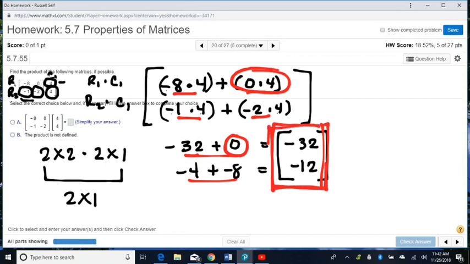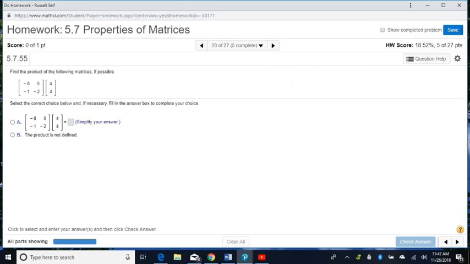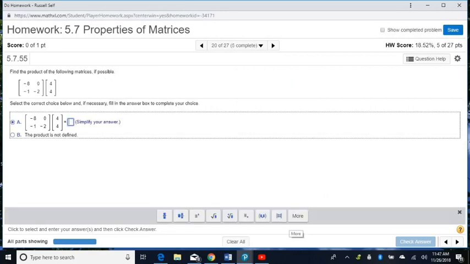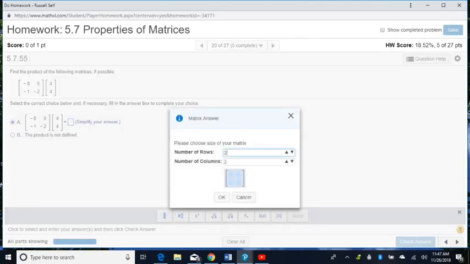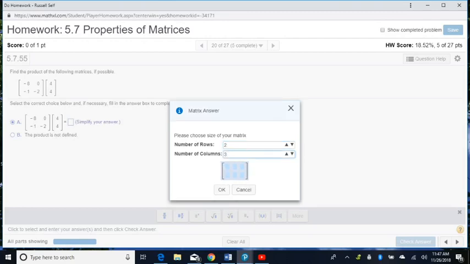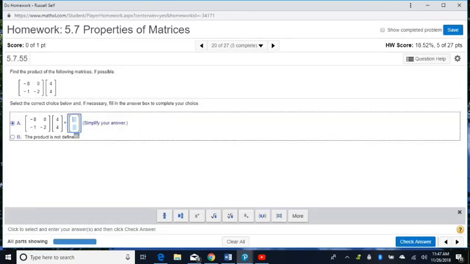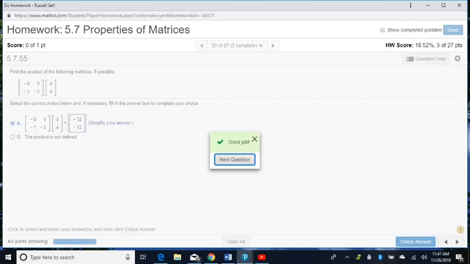Alright, so let's type that in just to make sure that I didn't make any errors, because it's quite possible. So we've got our matrix. So now you can choose the size of your matrix. Remember, we're going to get a 2 by 1. Need to increase it, need to decrease it. And we had negative 32. Watch your signs. And we also had down here, negative 12. And there we are. Okay?